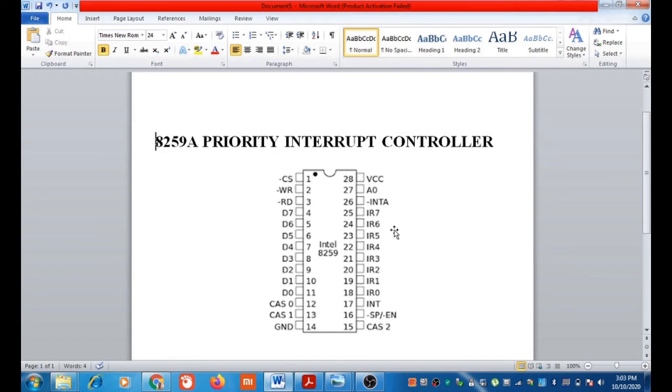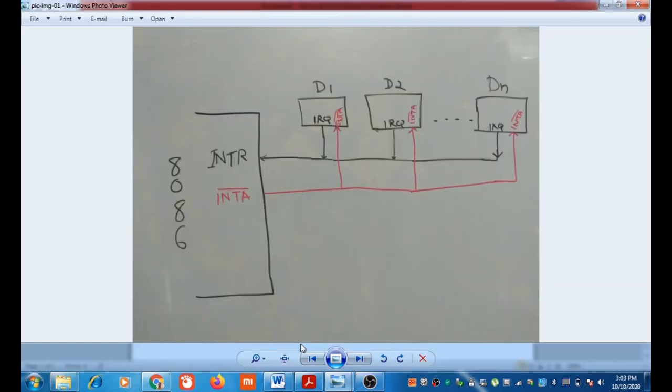8259A, the priority interrupt controller. First let us check why we need such a device. See this picture. Here you have n devices D1, D2 up to Dn. You have connected all these devices to 8086 by sharing the INTR line of 8086. The INTA bar line of 8086 is also connected to all these n devices.